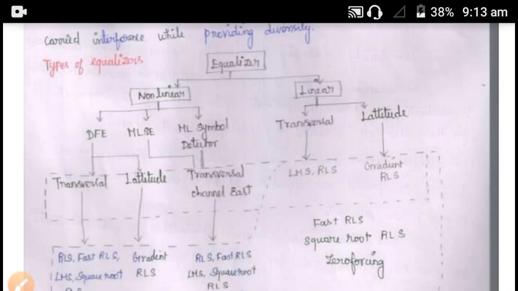Next one, MLSE. What is MLSE? Maximum likelihood sequence estimator. It is also a type of non-linear equalizer. It reduces the probability of sequence error in mobile communication. It is used to reduce the probability of sequence error that comes from the various channels, mainly in the mobile communication link.